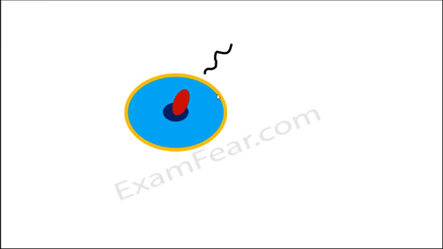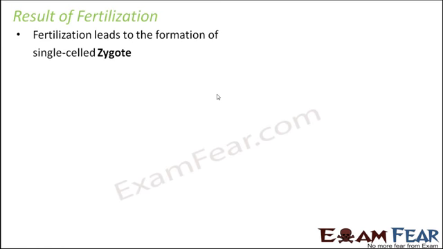The fusion will take place and it gets disconnected from its tail. And then we say that fertilization has taken place. Now the question is, what is the result of fertilization? What do we get at the end of fertilization? Fertilization leads to the formation of a single cell, and that single cell is called a zygote.